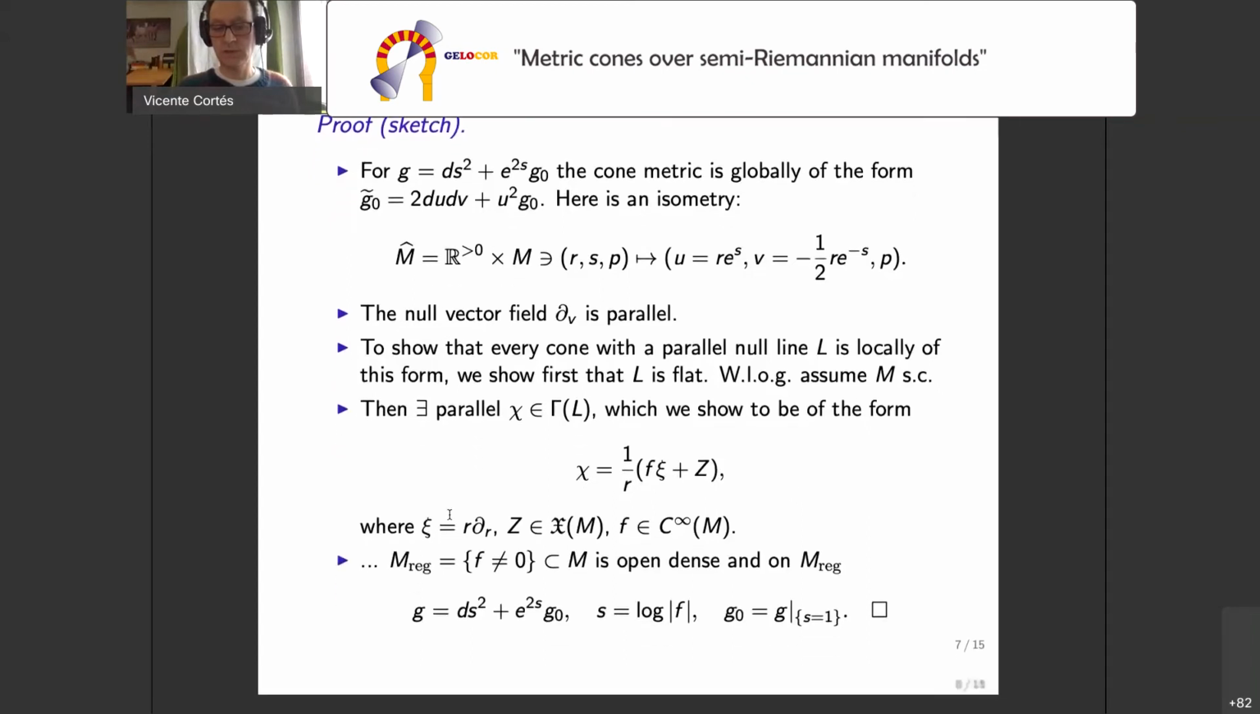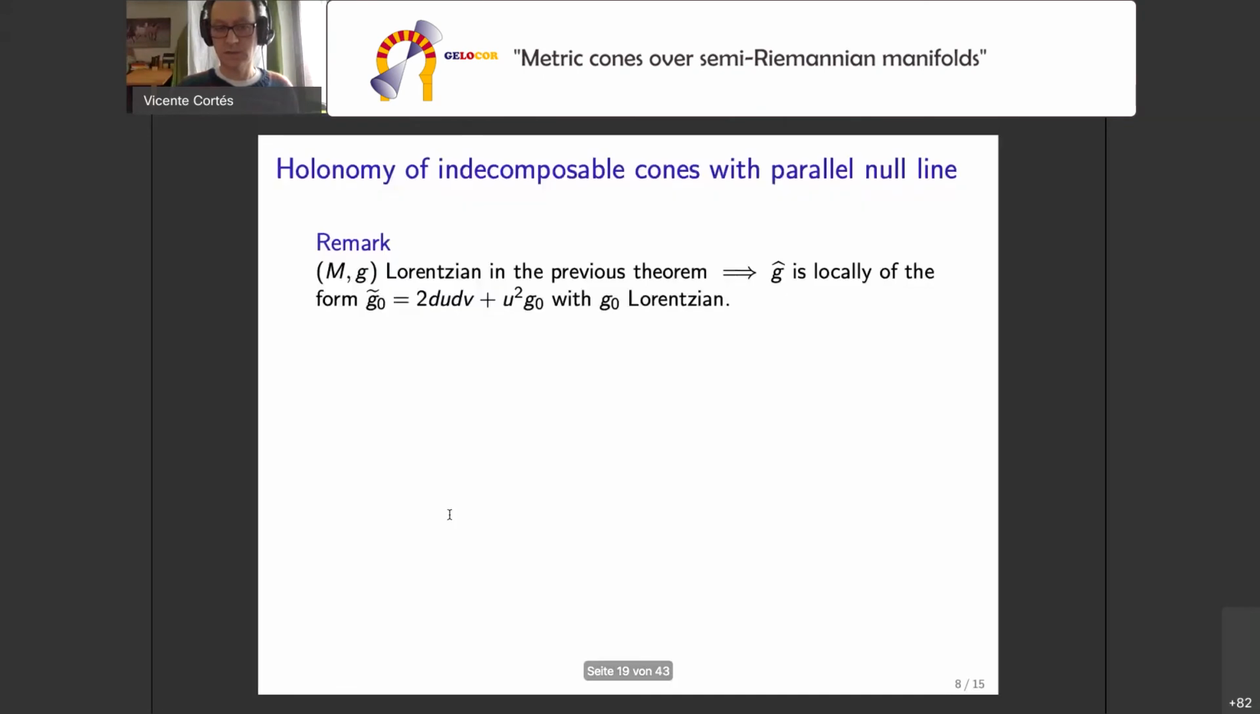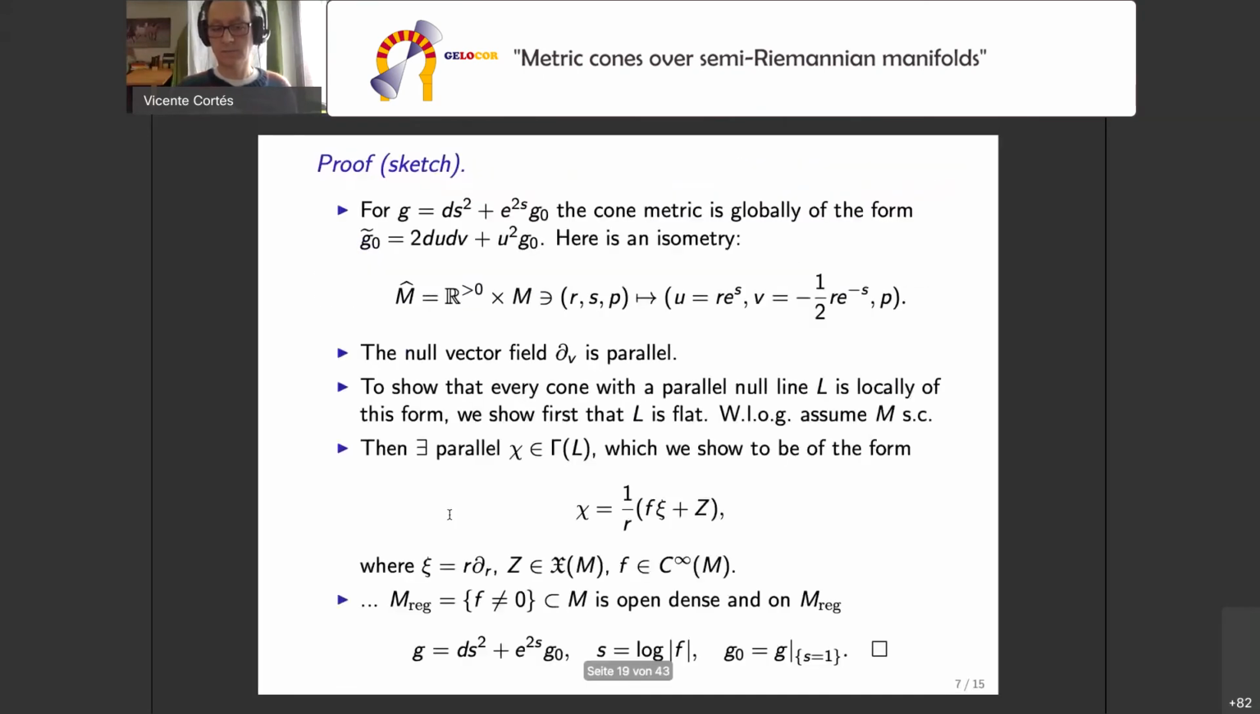And then from this form, you can try to extract some information about the metric. And you can extract this information on the set where the function f is non-zero. So this is a set which is open, and we show that this set is dense. So we have this regular part of M, a set where f is not 0, and it can be shown that it's not only open, but it is dense.